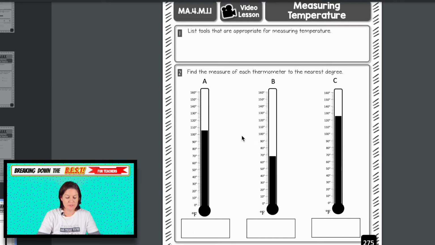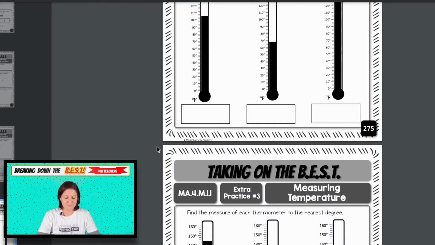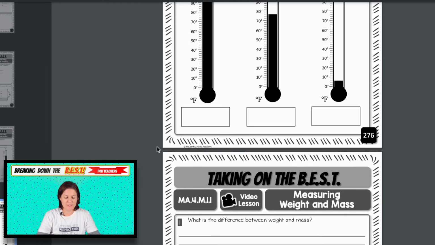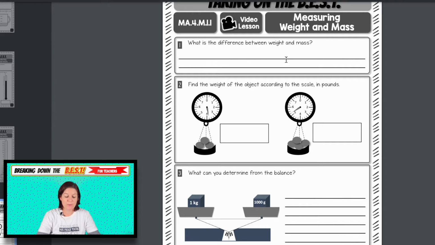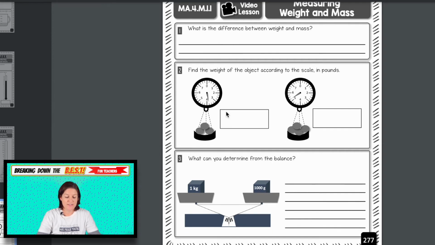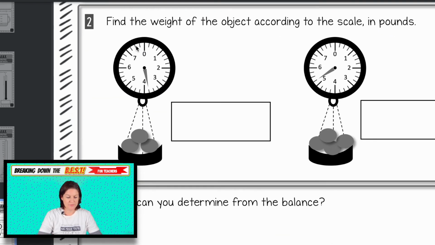Then we have measuring temperature to the nearest degree. We're using degrees Fahrenheit for this one, but I don't believe that it specifies whether we're using either degrees Fahrenheit or Celsius. I think that both are on the table, so make sure that you have experience with both. Extra practice. Weight and mass. So we talk about what's the difference between weight and mass. Here is a non-linear scale, meaning that it goes in a circle, and we're measuring to the nearest 1/4 of a pound.